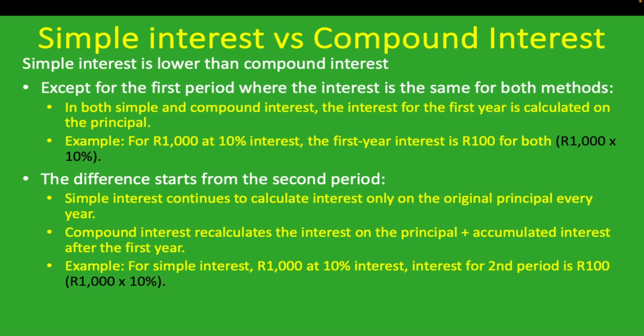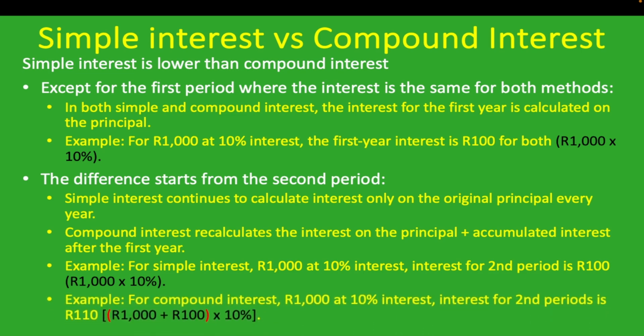Let's look at an example under compound interest. You see here what happens. For compound interest, 1,000 Rand at 10% interest, interest for the second period is 110 Rand. How do you get that? We take the 1,000 Rand principal amount plus the 100 Rand interest earned in the first period, and we use that answer to multiply by 10% to get the new interest, which is 110 Rand. And so you can see interest under the compound interest method is higher than under the simple interest method.